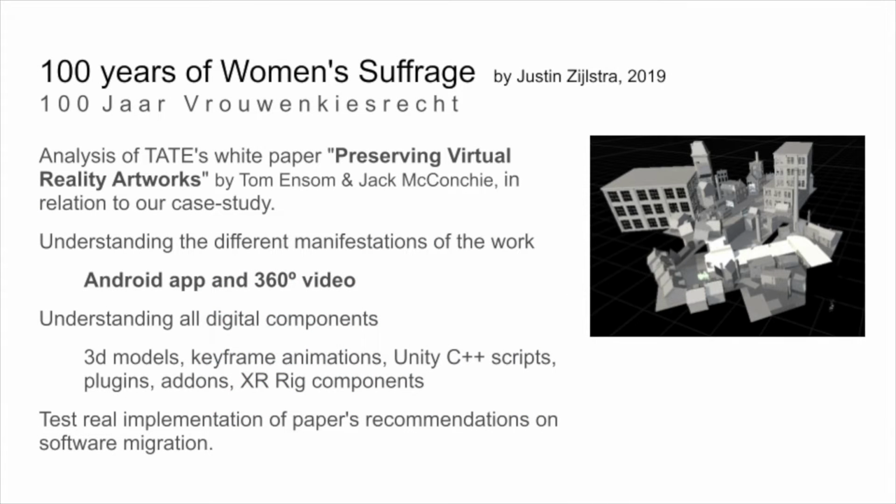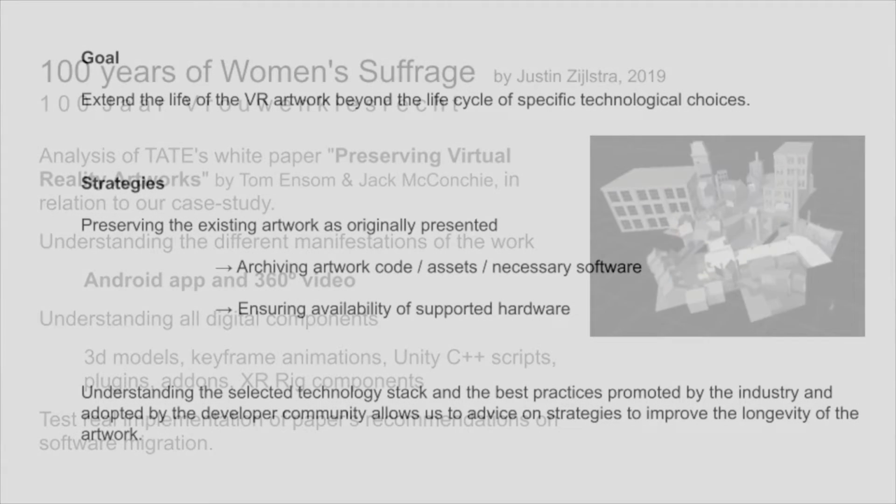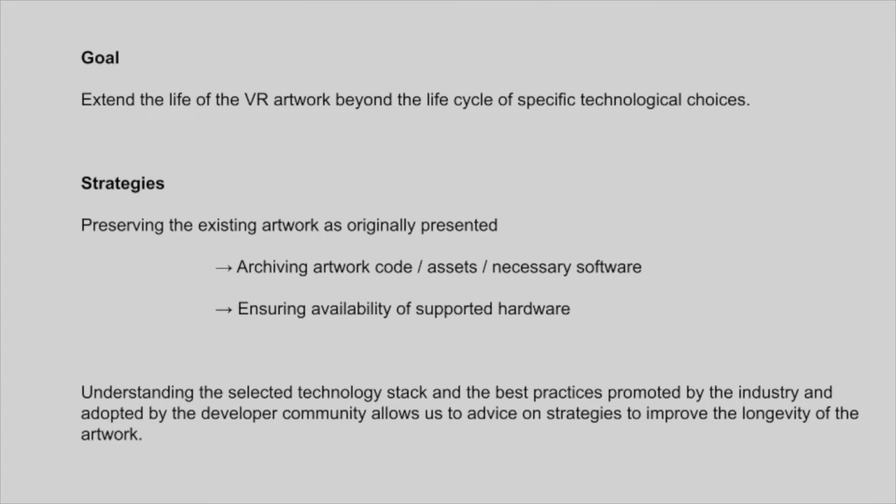As part of an ongoing study framed by Tate's Preserving Immersive Media project, Tom Enson and Jack McConchy wrote an amazing paper that we used as a guideline for conducting our own research. Our approach was a practical implementation of the recommendations, and we focused on understanding the different manifestations of the work, as well as the interactions between the digital components and the hardware.